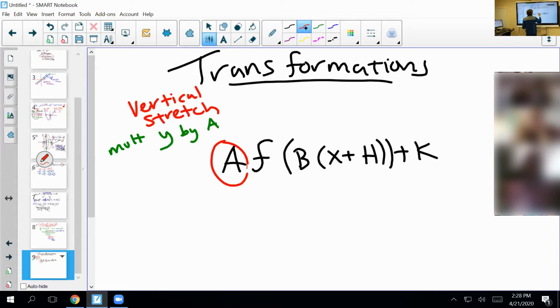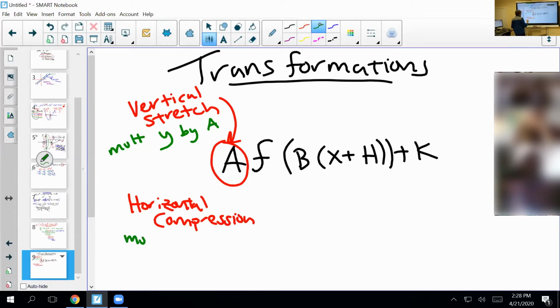Okay, so the B, so that's this one. Your B is a horizontal compression. And what's going on there is you're going to be multiplying your X values by, this is a little bit of a twist, 1 over B. So there's this inverted relationship between B and what you actually multiply your X's by. That's what makes it a compression, it's because of that inverse relationship.